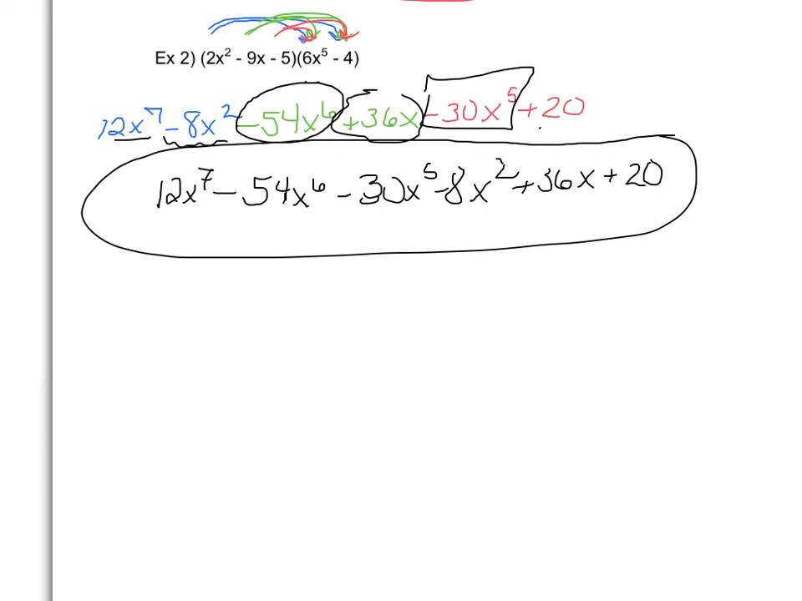So the big thing is just make sure that you are taking all terms from one polynomial and distributing it into the second. Bring these notes with you in class. There will be an assignment on this, and then we can also talk about any questions you have.